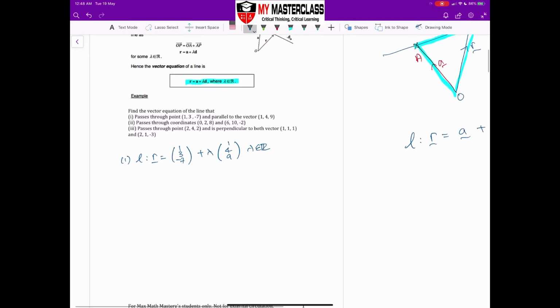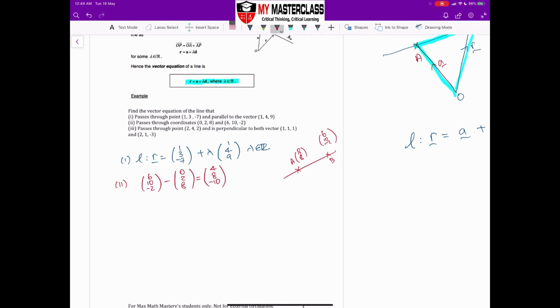Now part 2: a line passes through the coordinates (0, 2, 8) and (6, 10, -2). If we quickly draw the line, it looks like this, and there will be two coordinates. Let's say A, which is (0, 2, 8), and B, which is (6, 10, -2). To get the direction of this line, we need to find the direction AB. If we recall in vector 1, AB is equal to OB minus OA. So we take (6, 10, -2) minus (0, 2, 8). Essentially, this gives me (4, 8, -10).